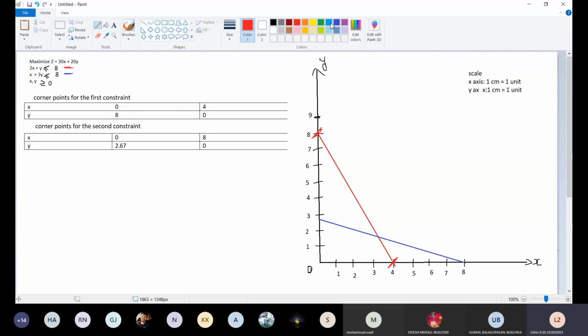Then in the same way for the second constraint, I'm making use of a blue line here. What is x here? 8. And what is y? 2.67. So x is 8, here, and y is 2.67, here. I'm connecting these two points, as simple as that. So I'm done putting the values onto the graph. Now I have to find out the feasible region. So how will I find out the feasible region?